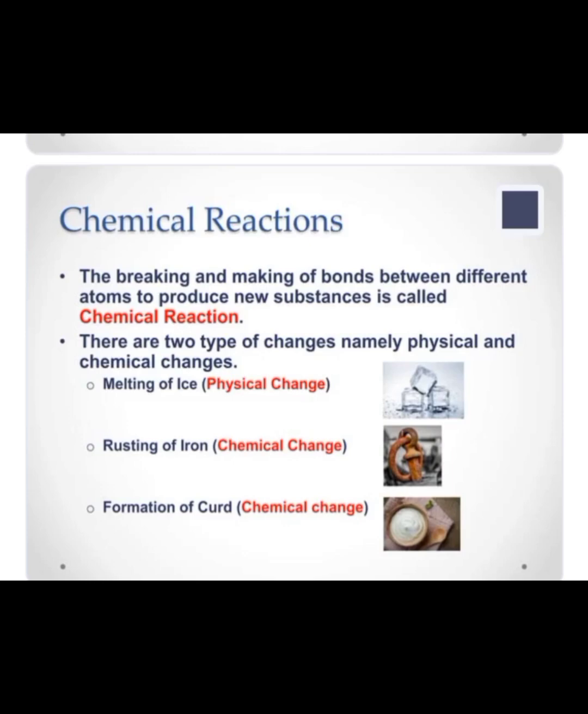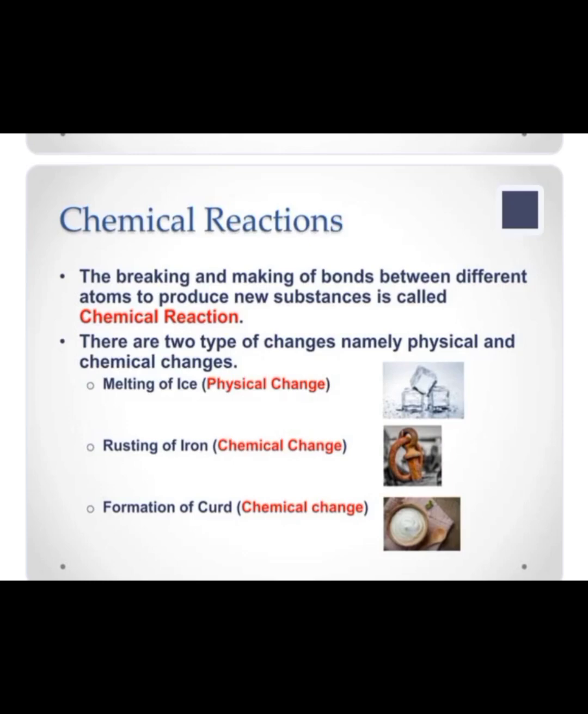Next is the formation of curd, which is related to food products. The formation of curd is a chemical change, the change from milk converted into curd. So a reverse change is not possible here. So irreversible changes are chemical changes. In the same way, reversible changes are physical changes.